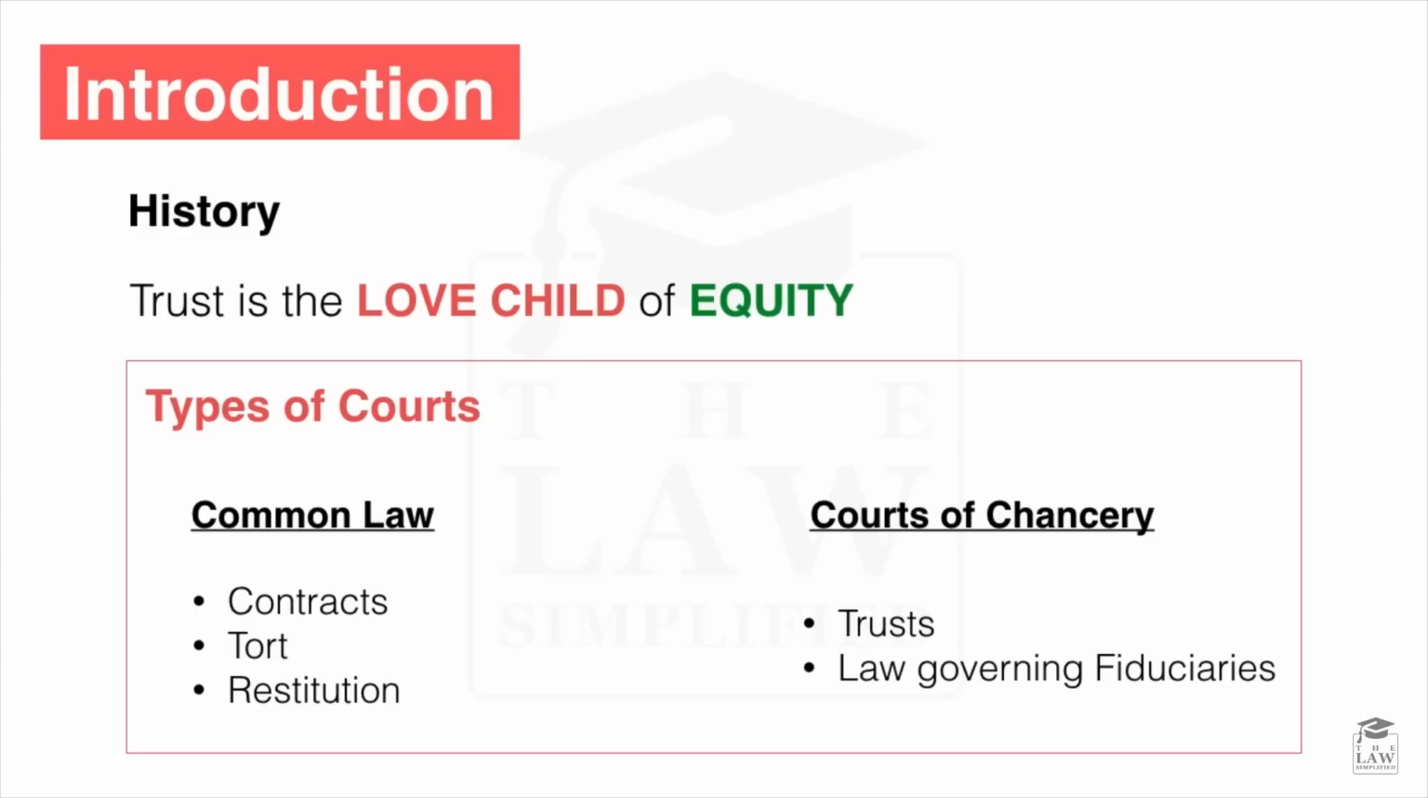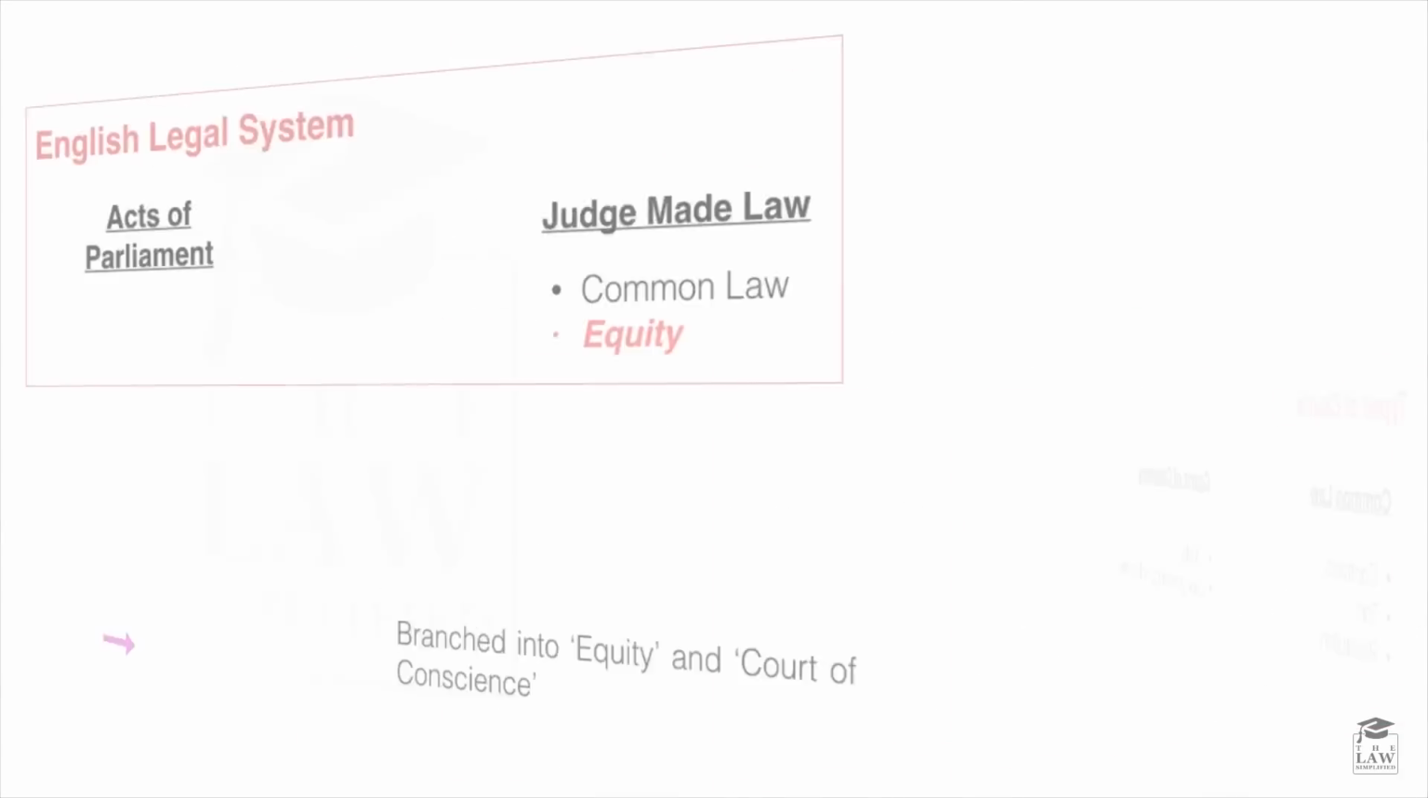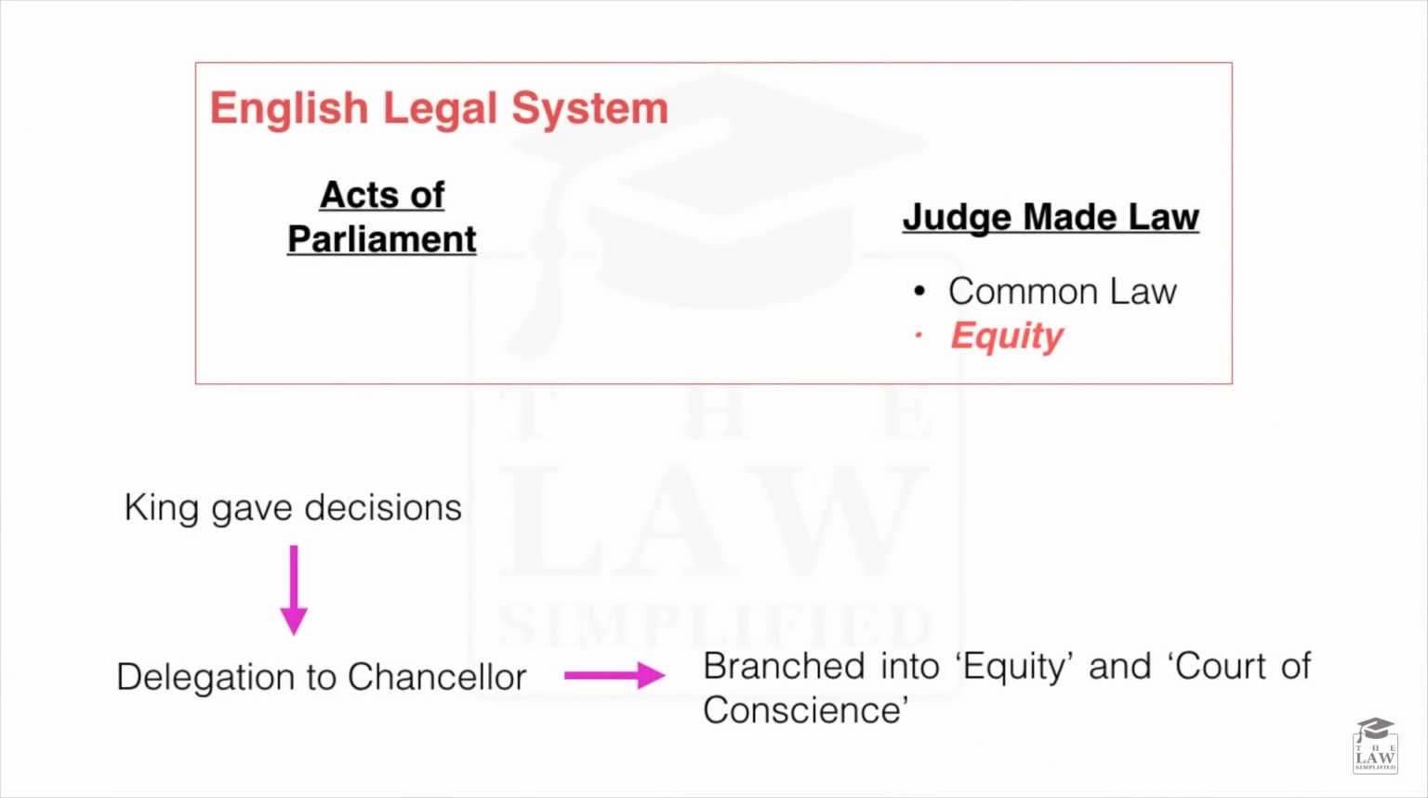Well, if you consider the types of courts which are prevalent within the United Kingdom, you would have, on the one hand, the common law courts, which deal with contractual matters, tort law, and restitution, and the courts of chancery, which deal with the laws governing fiduciaries and trusts. The former, or the common law courts, are less conscionable than that of the courts of chancery. And you'll understand what I mean by this when we go into the next section.